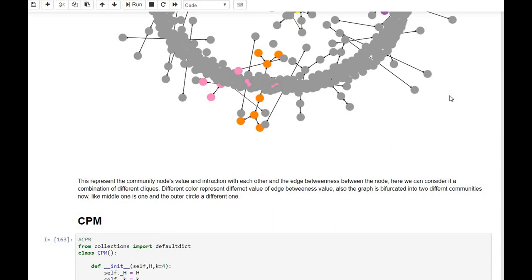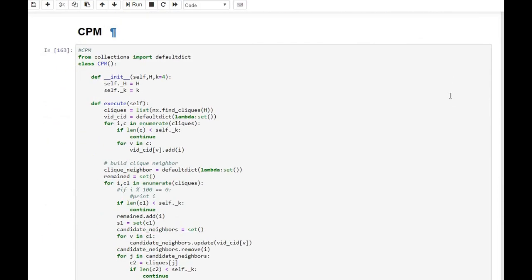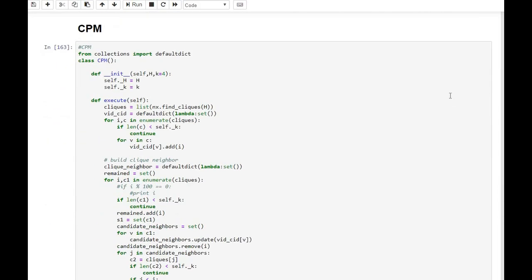And then moving further with another algorithm, which is the CPM algorithm. So CPM is mainly the critical path method algorithm, and it utilizes the shortest path to find different communities. And we give different weights on the basis of how many times they constitute in the valuation of the shortest path of a graph.